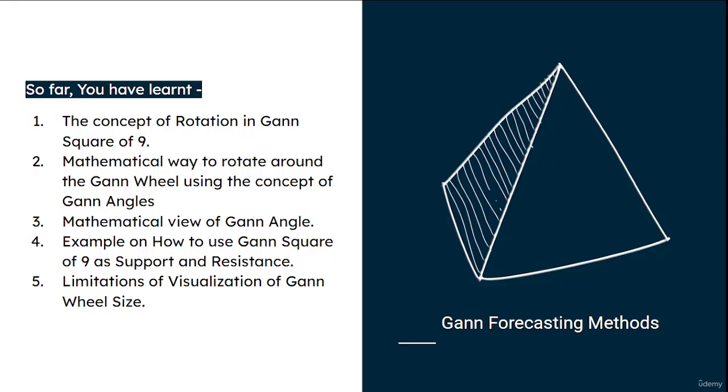So far you have learned the concept of rotation in Gann square of 9, the mathematical way to rotate around the Gann wheel with the concept of Gann angles, the mathematical view of Gann angle, an example of how to use Gann square of 9 as support and resistance, and the limitation of visualization of Gann wheel size. So let's see you in the next part of this course.